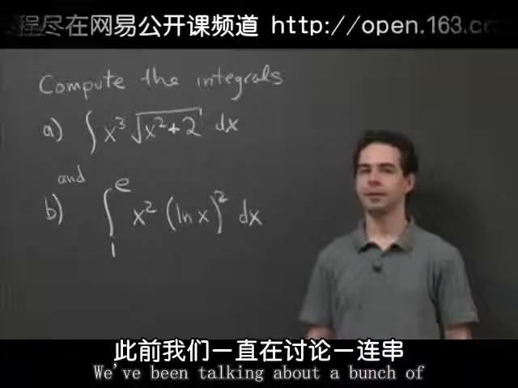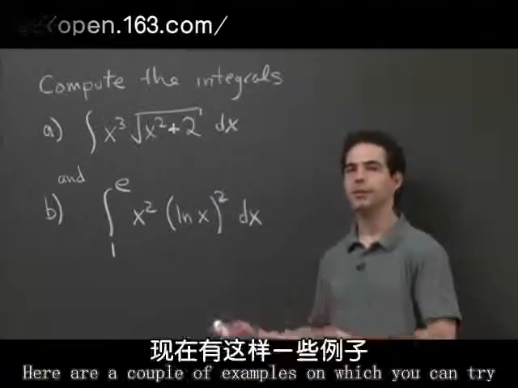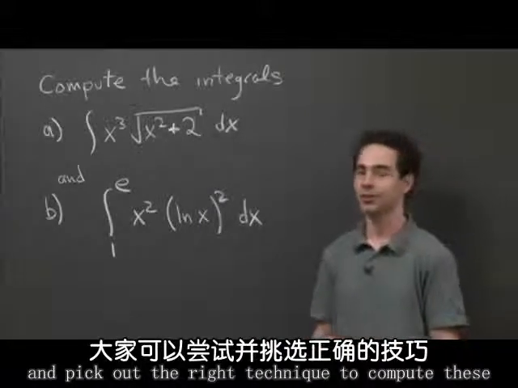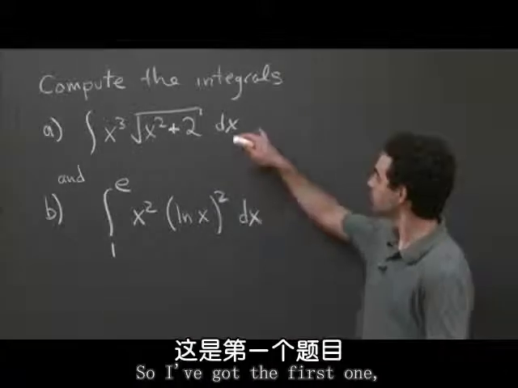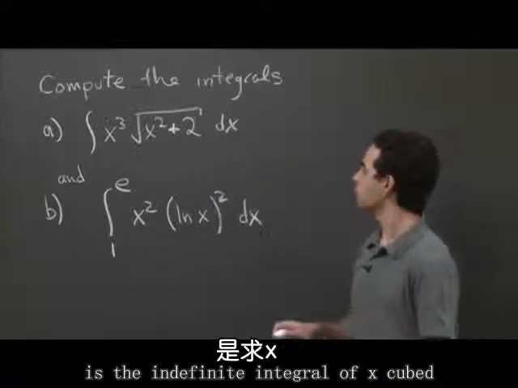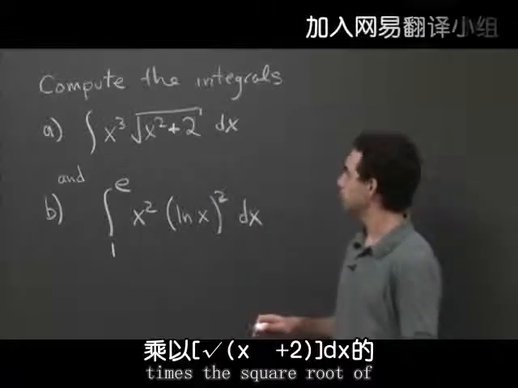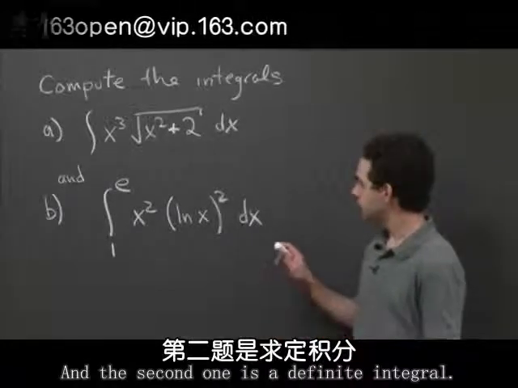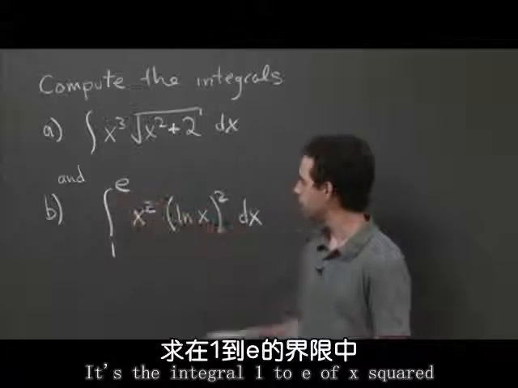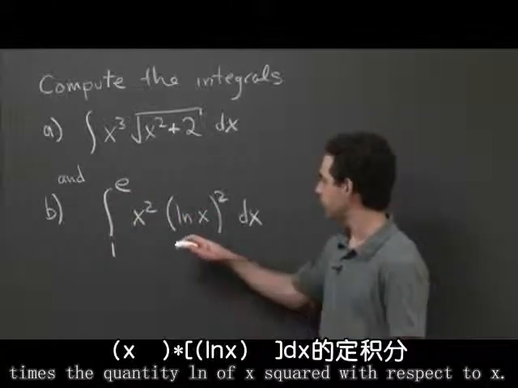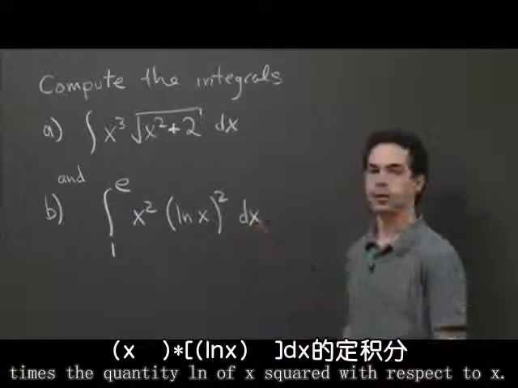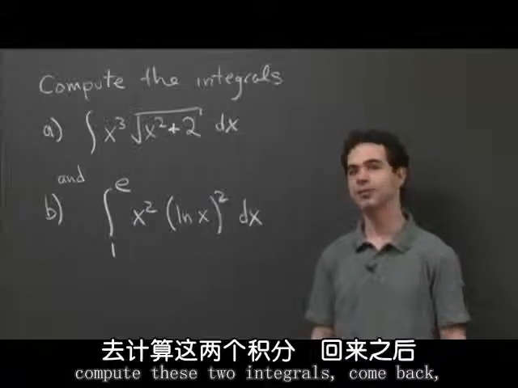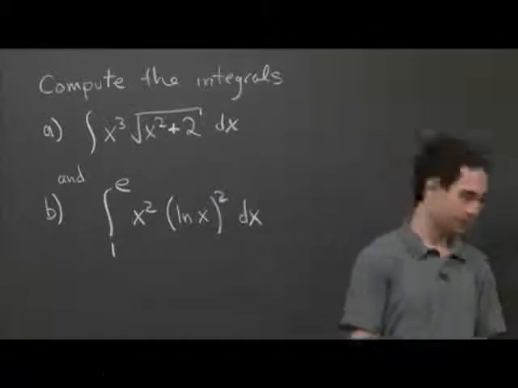We've been talking about a bunch of different integration techniques. Here are a couple of examples on which you can try and pick out the right technique to compute these two integrals. The first one is the indefinite integral of x cubed times the square root of the quantity x squared plus 2 dx. And the second one is a definite integral: the integral from 1 to e of x squared times the quantity ln of x squared with respect to x. So why don't you pause the video, take some time to compute these two integrals, come back and we can compute them together.